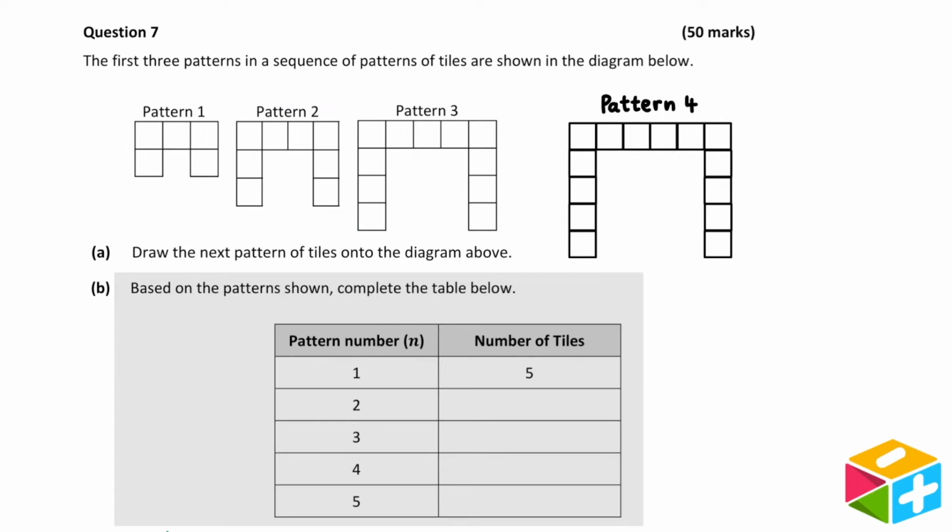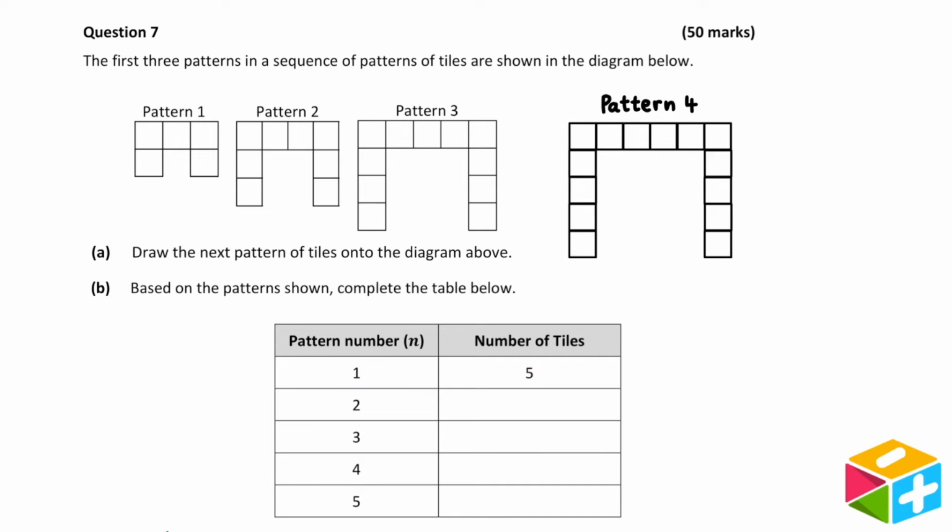Part B says the following. Based on the pattern shown, complete the table below. The first row is filled in for us, and it says that pattern number 1 contains 5 tiles.